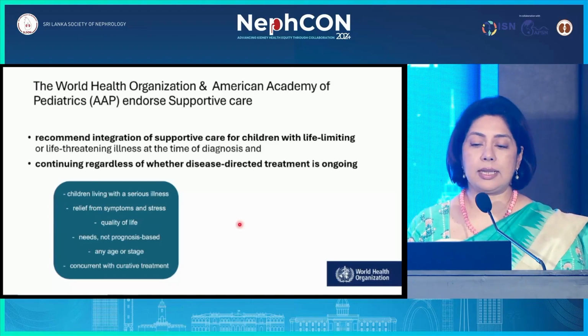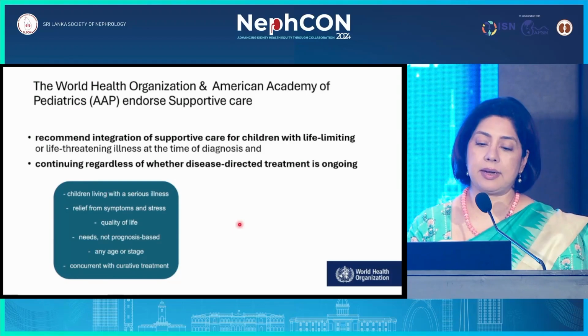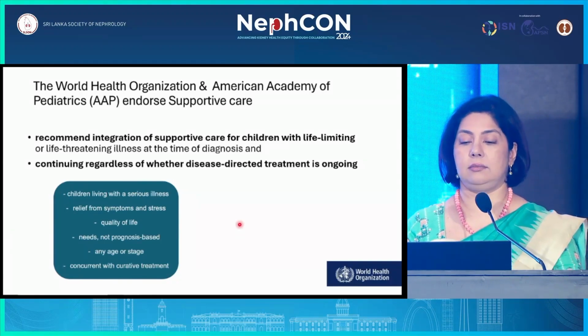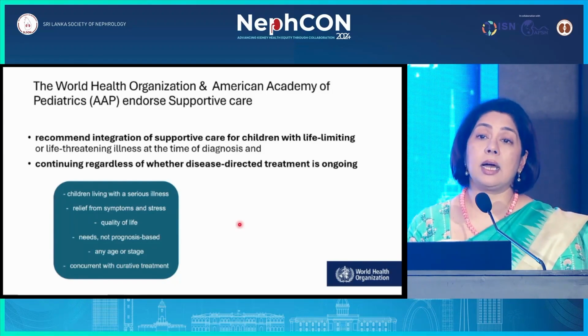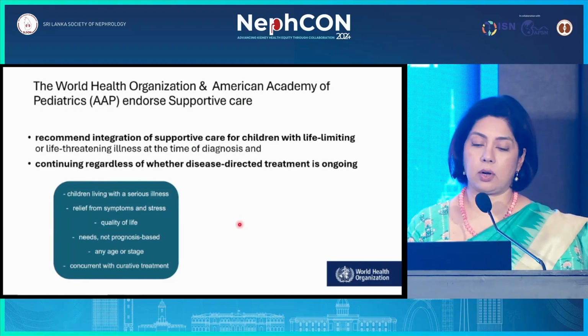So both the World Health Organization and the AAP endorse supportive care. They recommend that we integrate supportive care for children with any life-limiting or life-threatening illness, and we all know that CKD and kidney failure is definitely life-limiting. And it's also recommended to continue supportive care regardless of whether treatment is actively going on or not.